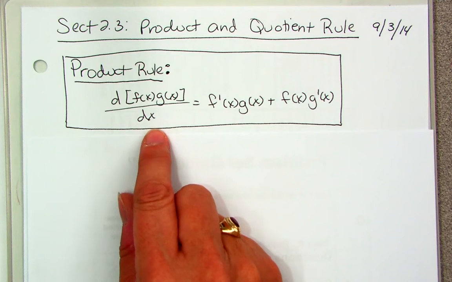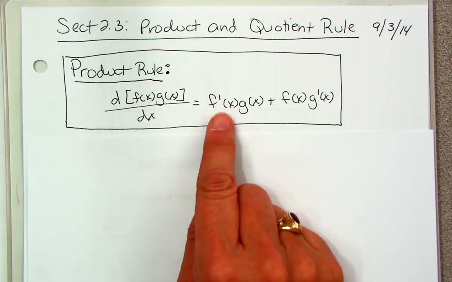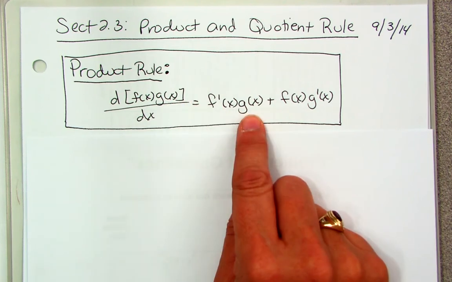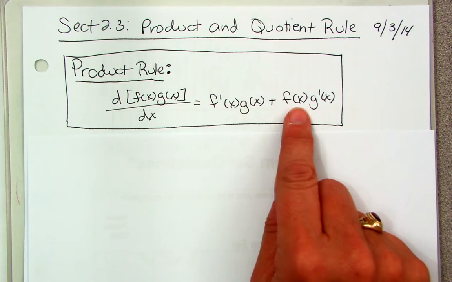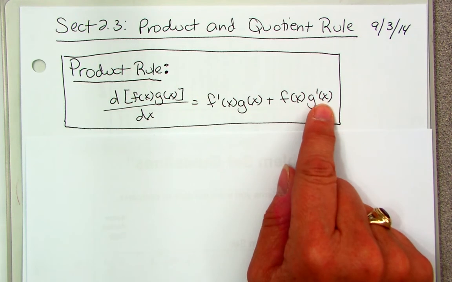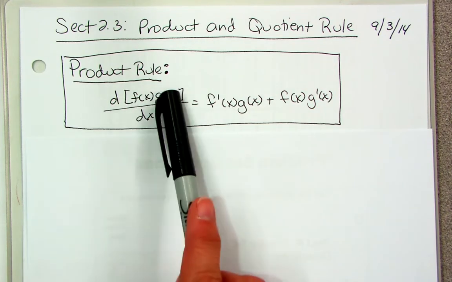How do I do that derivative? Well, I take the first function and I take the derivative times the second function, plus take the first function, multiply it by the derivative of the second function. Again, please note there are two functions being multiplied.